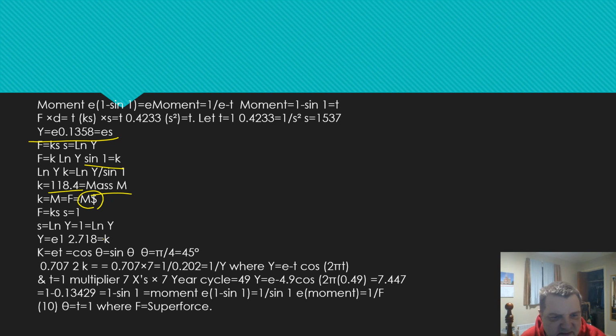Theta is equal to 45 degrees. 0.707 is equal to 1 over root 2. And this all breaks down to the superforce.